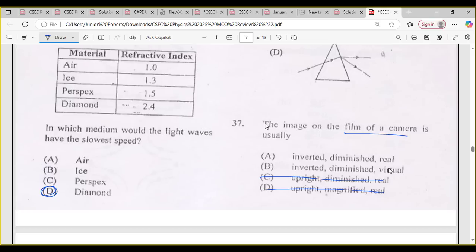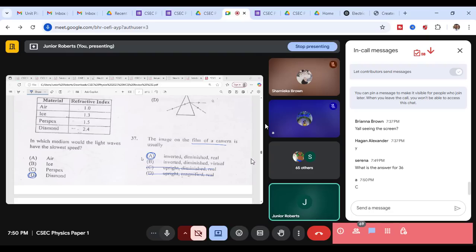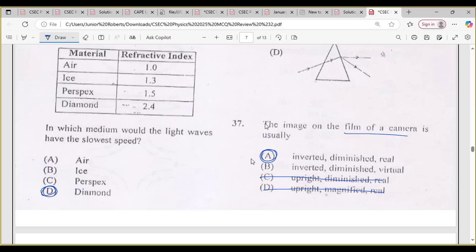So again, we're taking into consideration a film that we would have taken out of a camera, and we're looking at the image on that film, right? So the image on that film, because we have light rays actually coming from it, it will be a real image. So for 37 now, we're going to go with A for this question. Any questions right here about this? Right. So 37 would be A.